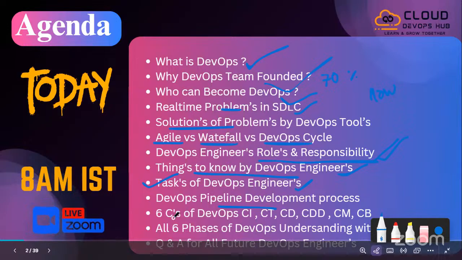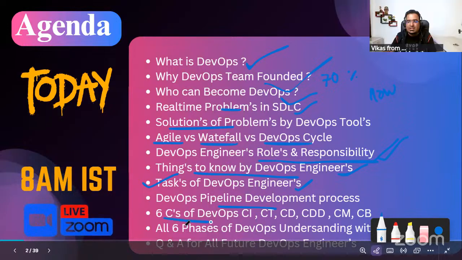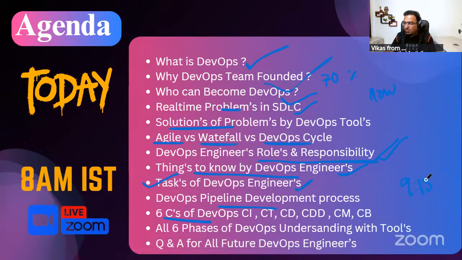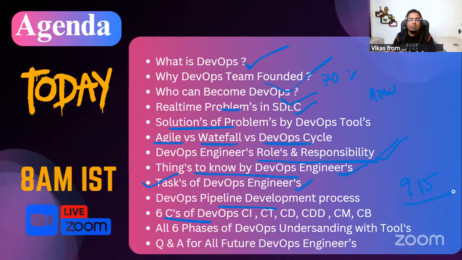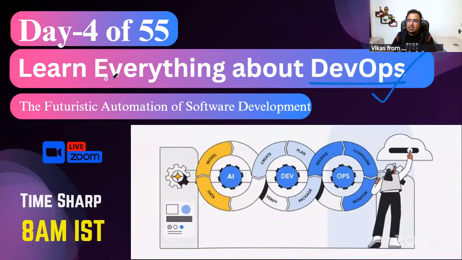Cool. And we will discuss the 6 C's and multiple phases of DevOps, and then around 9:15 or 9:30, as soon as this part is completed, all Q&A will be taken care of. And in between, if you face any problem, you can definitely ask me as well.